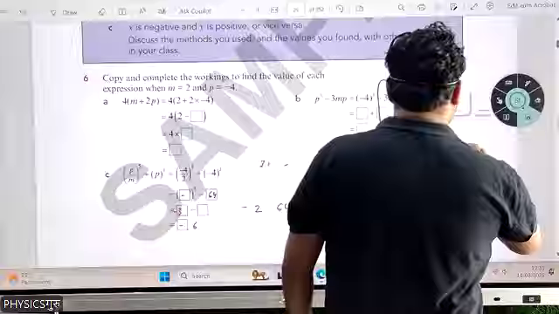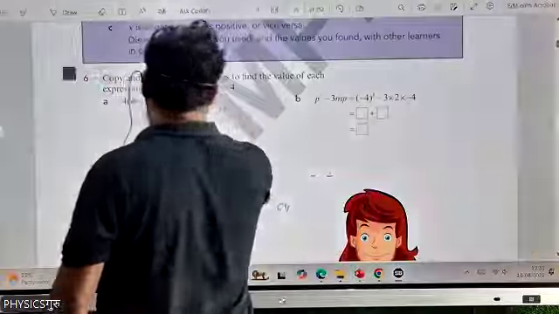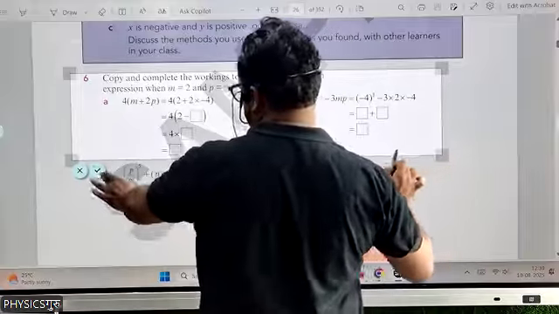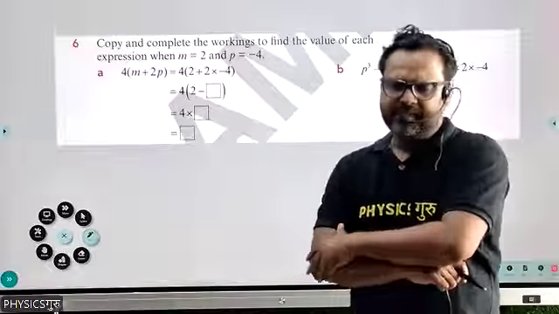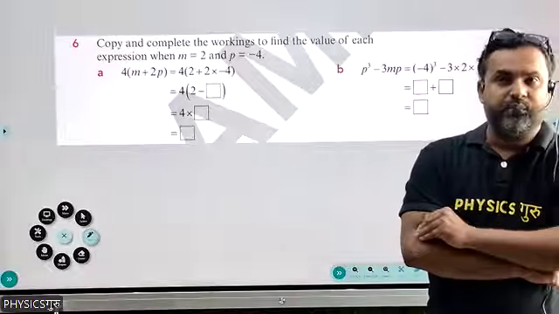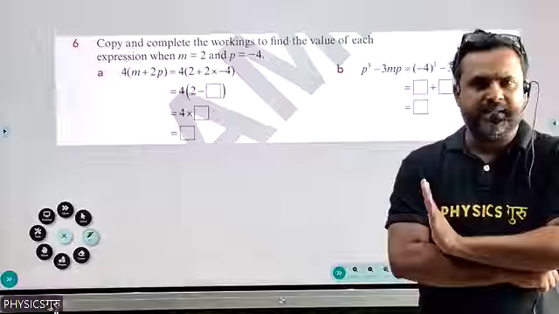Question number 6. Copy and complete the working to find the values of each expression. When the value of m is given, p is given, right? So in this particular question, they have given the value for m and p, and they ask you to do the fill in the blanks type of questions. So how to approach such type of questions? They are very easy, simple. Put the values, solve, and you'll get the answer.